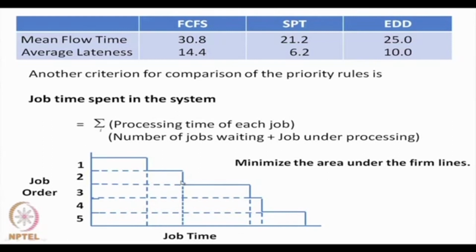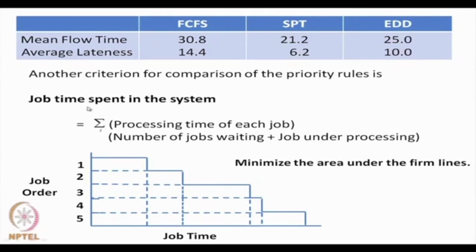After job 2 is taken up, job 3 is now being processed. This is the processing time for job 3, but job 4 and job 5 are waiting for 15 hours. Similarly, job 4 is being processed, job 5 is waiting, and lastly job 5 is processed. So, this complete area indicates the job time spent in the system.